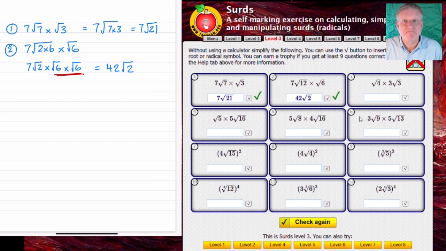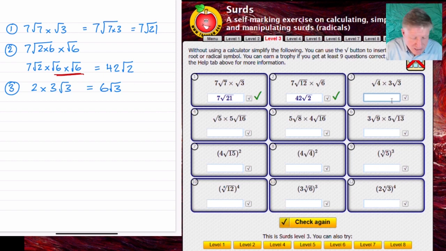Yes, correct. Very good. Question 3. Root 4 times 3 root 3. Well, I can see straight away that 4 is a square number. So the square root of 4 is 2. So I've got 2 times 3 root 3, which is equal to 6 root 3. So the answer to number 3 is 6 root 3.